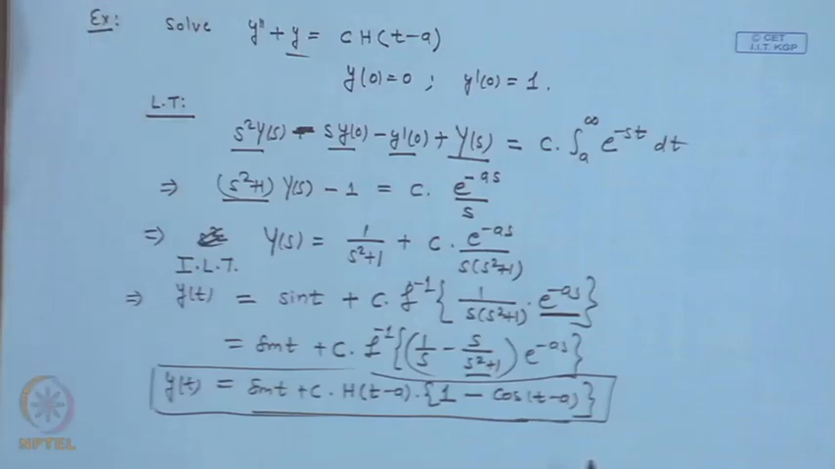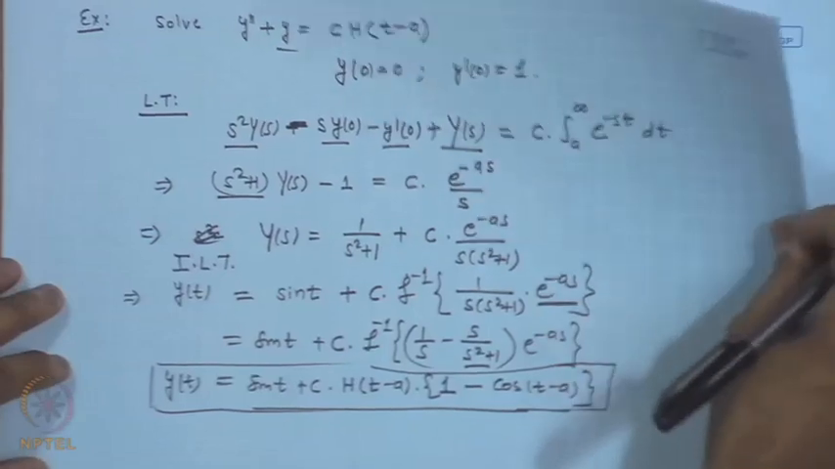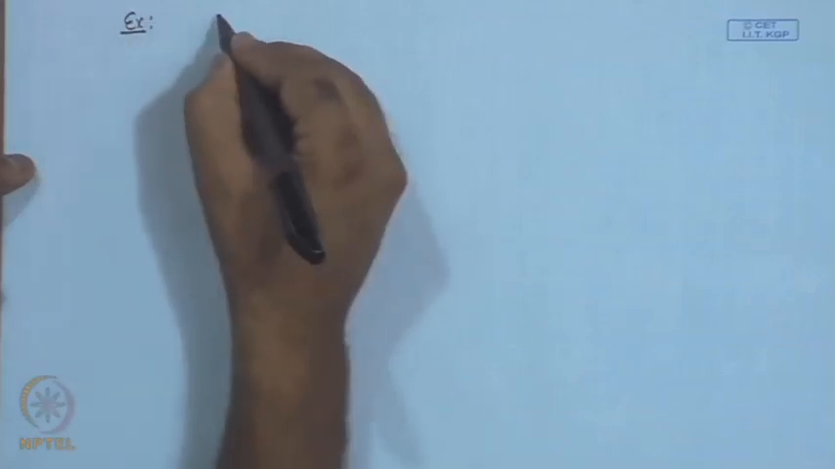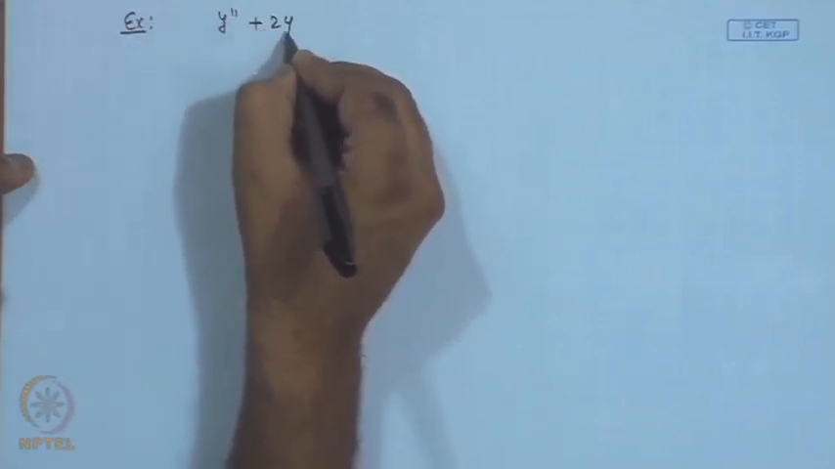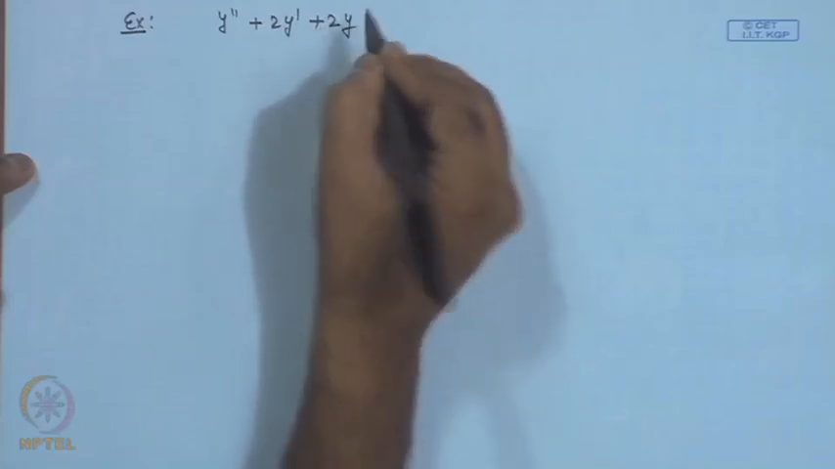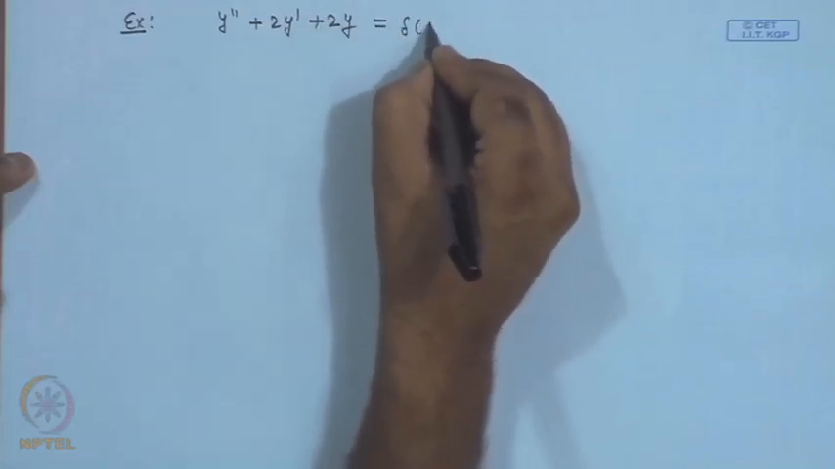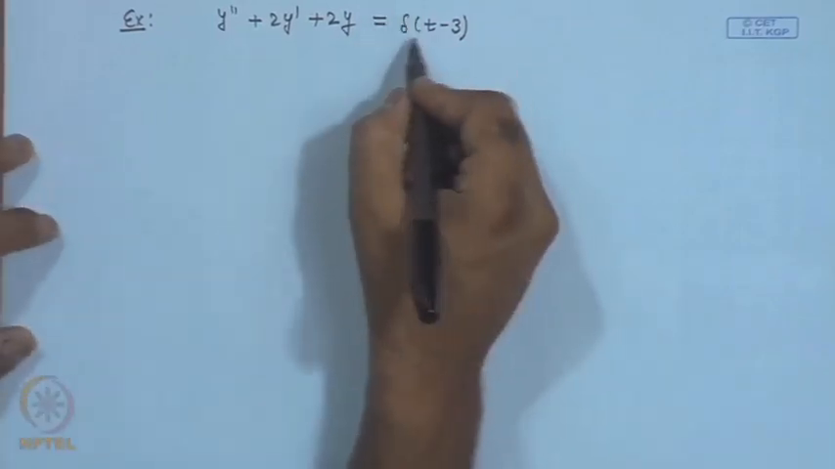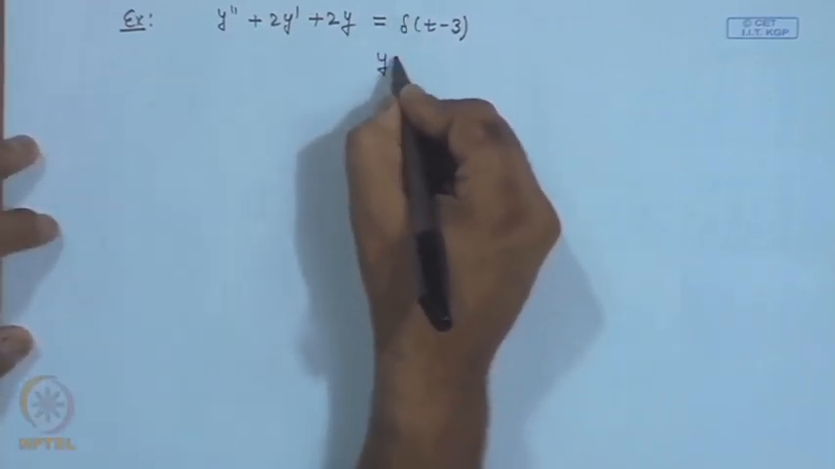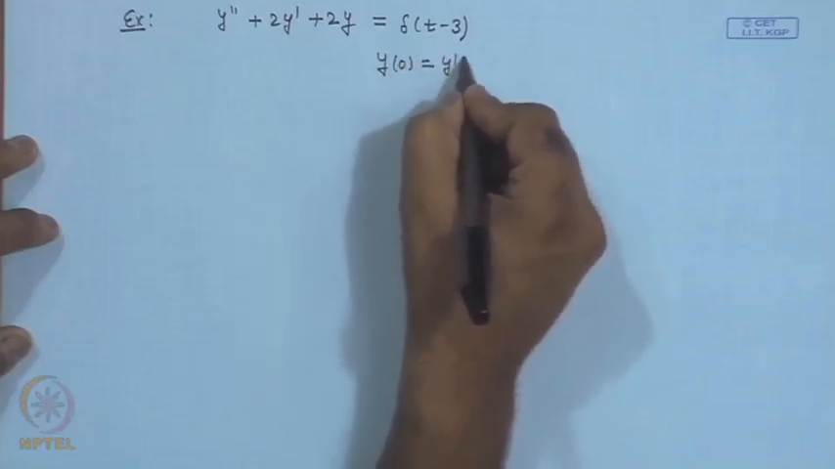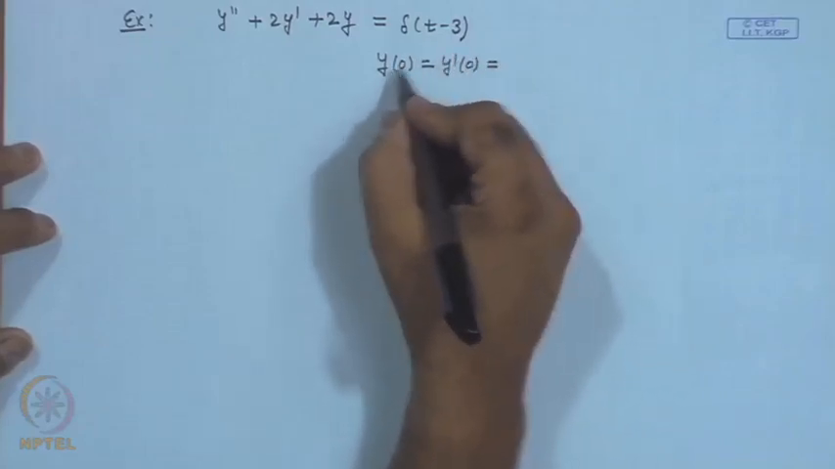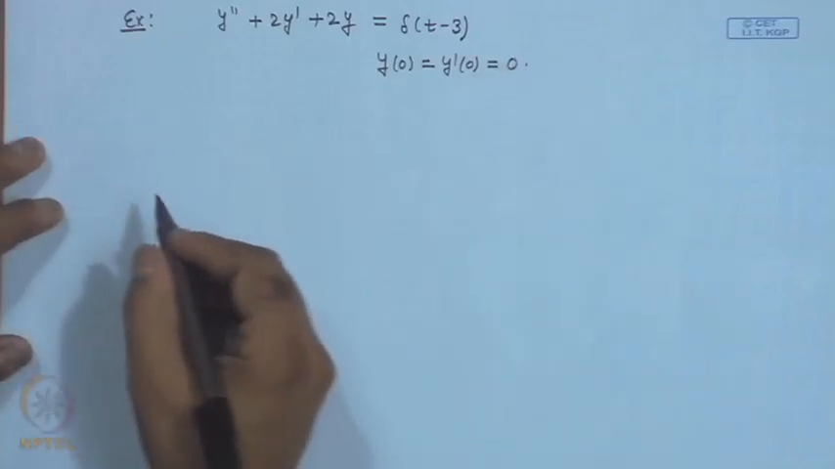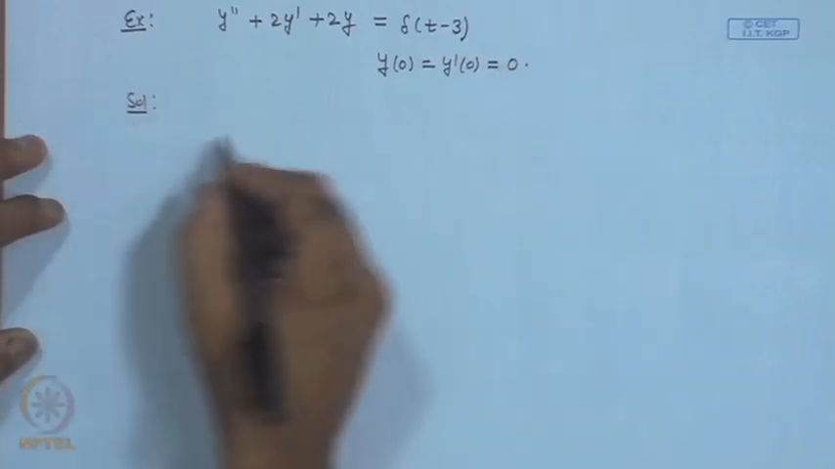Now, in the next example, we will take an even more complicated right hand side of the differential equation, that is y double prime plus 2 y prime plus 2 y equals delta(t minus 3). So, this is a delta function, and we can easily solve this equation using the Laplace transform. The initial conditions are y(0) and y prime 0 both 0, just for simplicity.